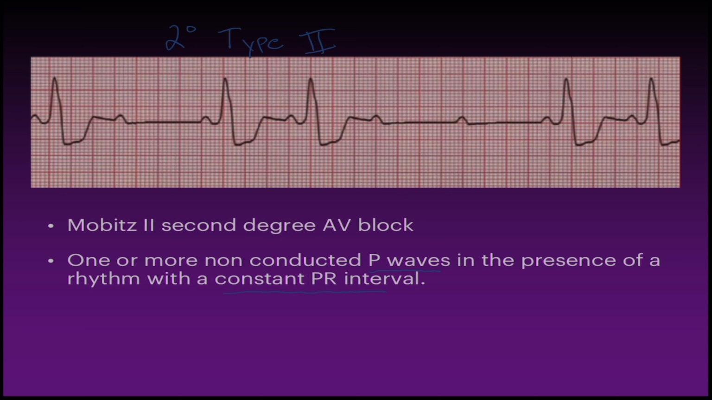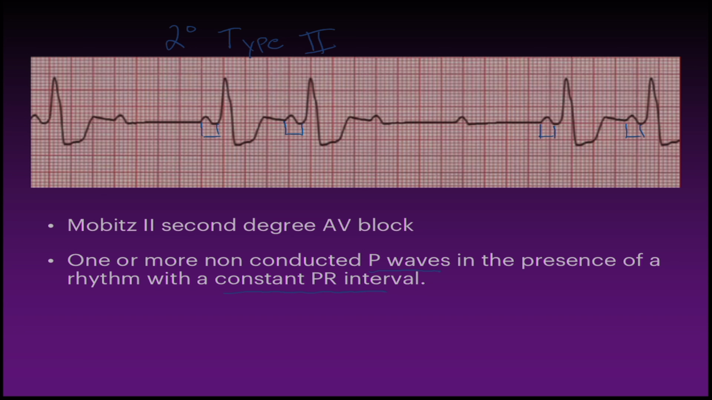You can have one or more non-conductive P waves in this rhythm, so you don't always have the finding of one less QRS complex than you have P waves. You can have more than one dropped QRS complex. So if we look at this rhythm above here, we can measure our PR intervals, and we're going to find that these are constant PR intervals throughout this ECG, right?